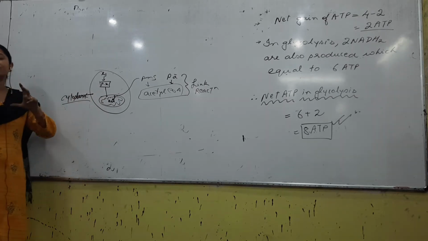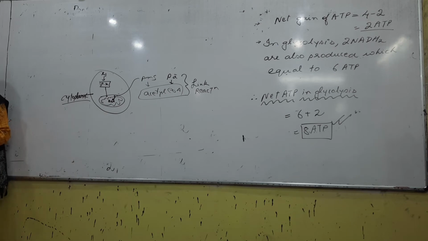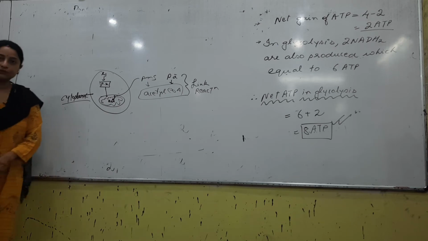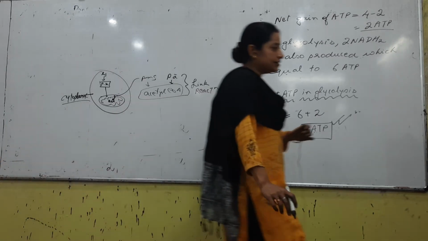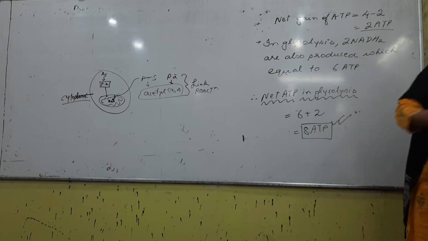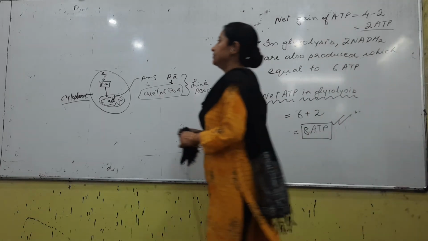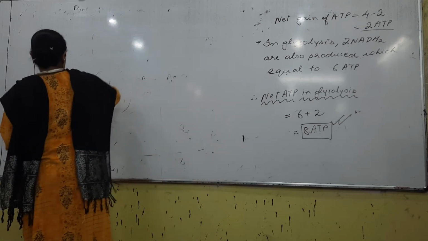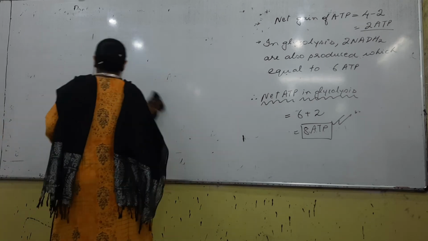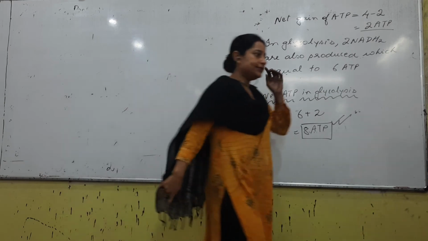What do we call this breakdown reaction? Link reaction. What does the link reaction do? It links glycolysis and the Krebs cycle. Clear? Any doubts? So first we will write about the link reaction and then we go to the Krebs cycle. Heading correction, link reaction.